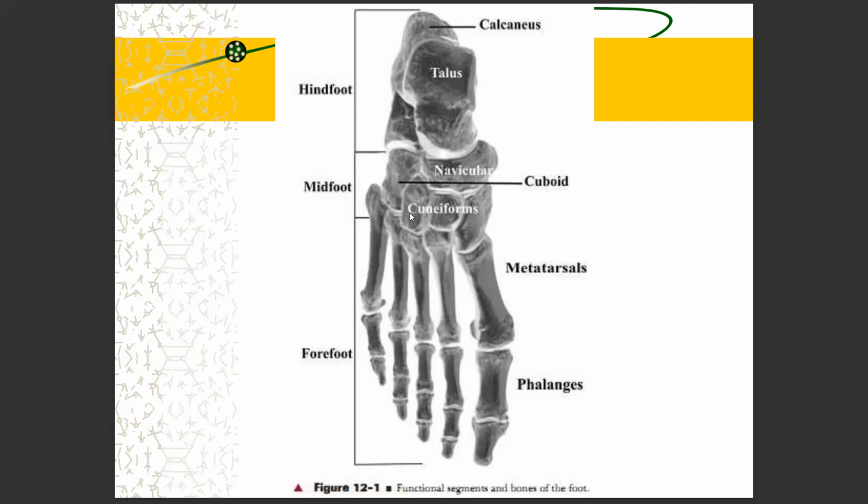This is the lateral cuneiform. This is the middle or intermediate cuneiform, and this is the medial cuneiform. Among these 3, the medial one is slightly larger than the other 2. And then the 5 metatarsals and the phalanges make the forefoot, which is actually the anterior segment. This is the middle segment, and this is the right segment or the posterior segment. So that was the division of the foot bones into the hindfoot, midfoot, and the forefoot.